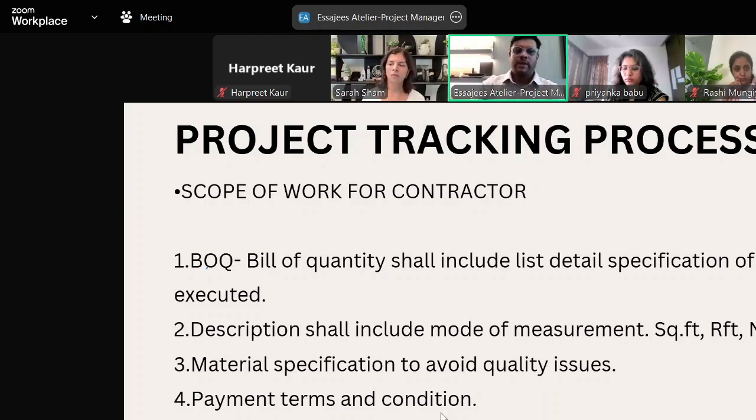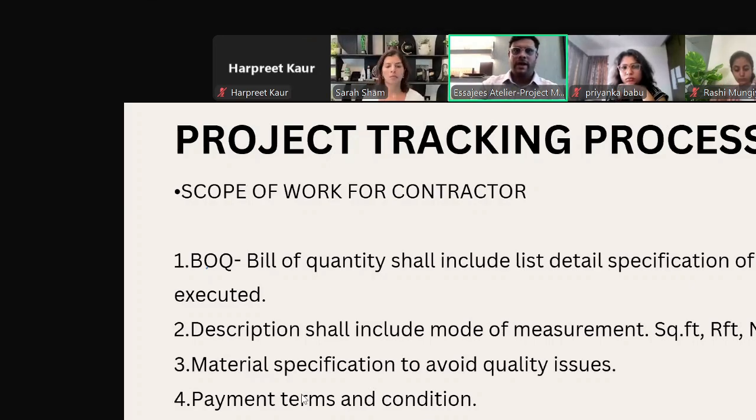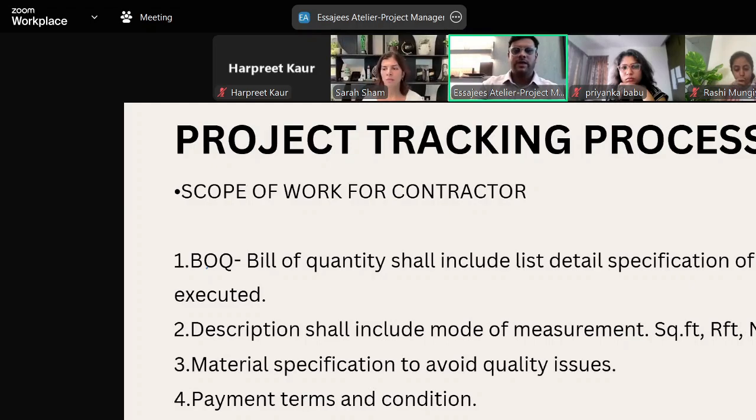Retention percent. Many times we forget to put the retention percent. Post handover, it generally happens that contractors will lift their hand, saying now my work is completed.